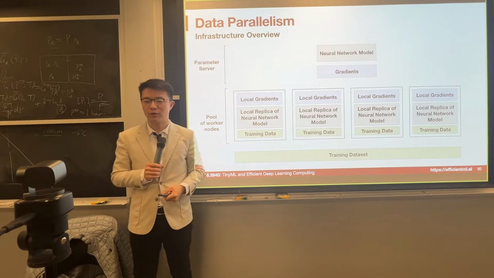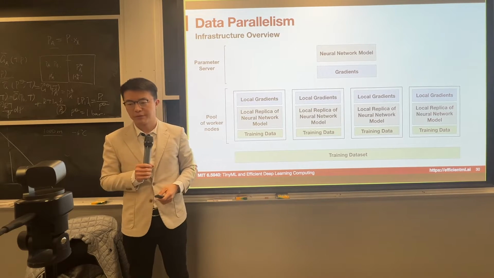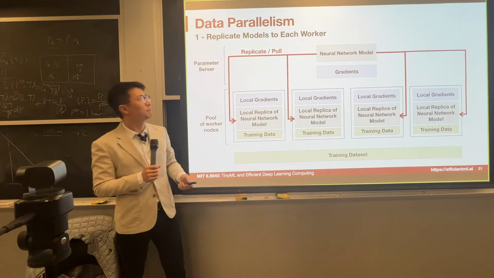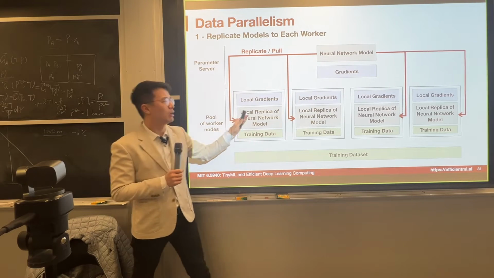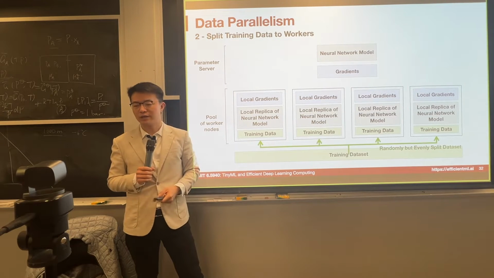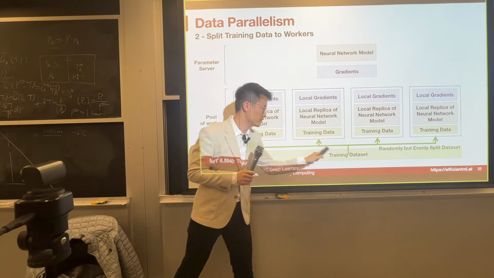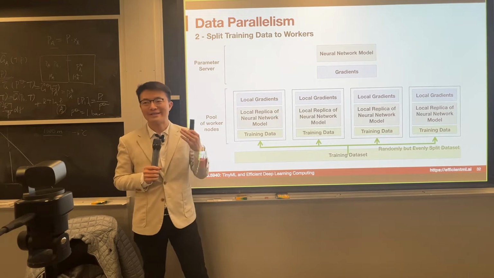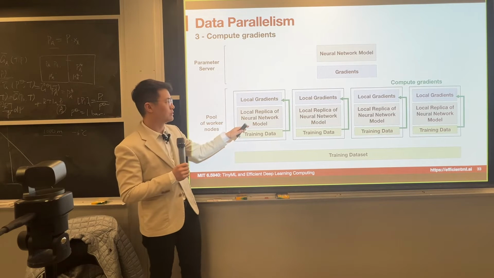So let's see how that works. We have a parameter server, and then we have a pool of workers. The parameter server has a neural network model and also the gradient. You first replicate the model weights among multiple workers, and here we have 4 workers. Then each worker will use part of the split data set. They're using part 1, part 2, part 3, part 4 of the training data, using the same model to do forward and backward passes to calculate the gradient.